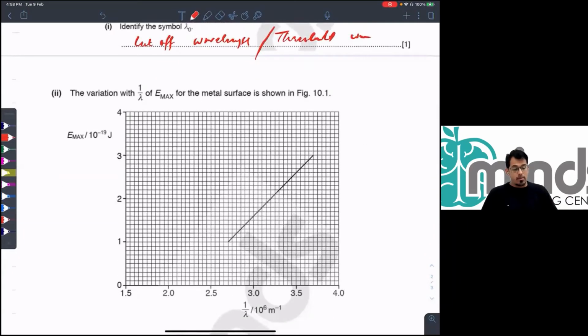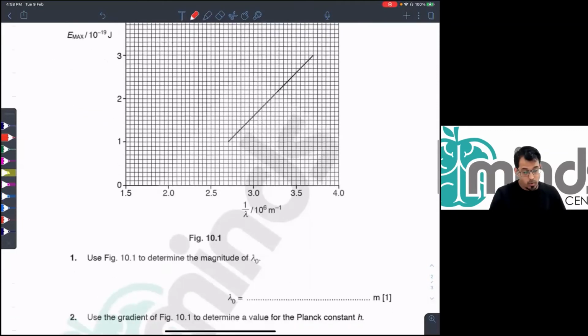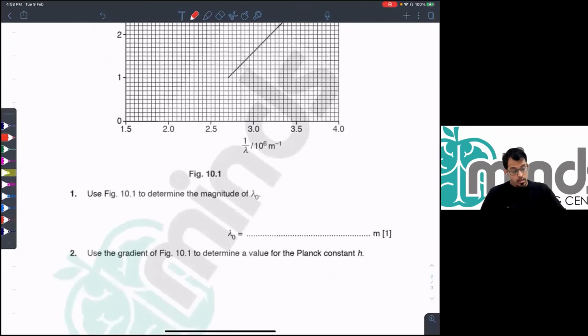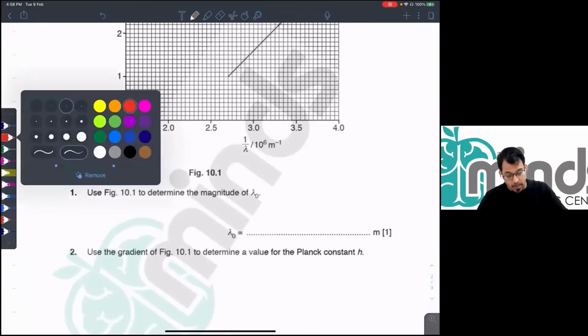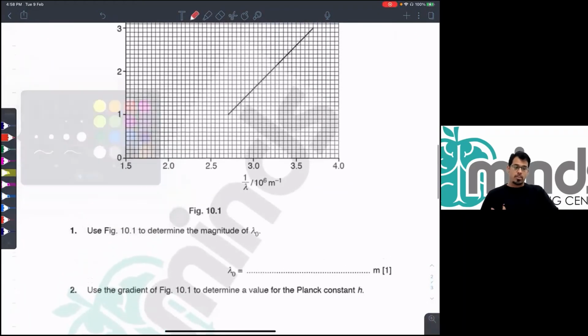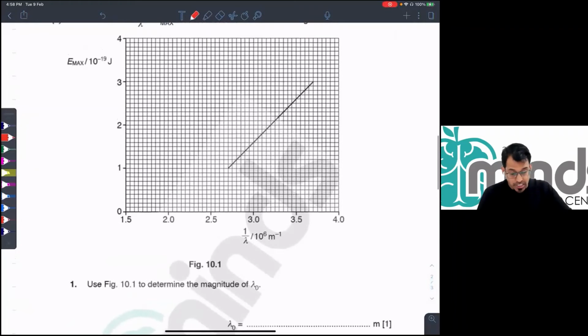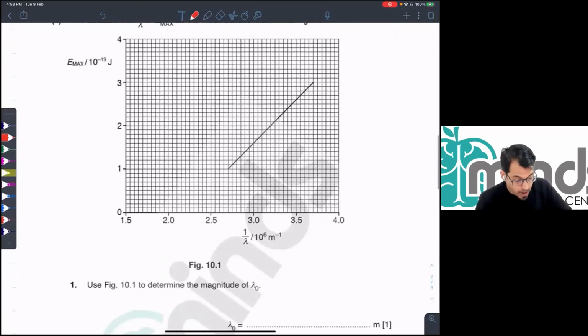The variation with 1 over lambda of Emax for the metal surface is shown in figure 10.1. Use figure 10.1 to determine the magnitude of lambda naught. Now, if you need the value of lambda naught, what should you do? Just extrapolate this graph in the backward direction, something like this.